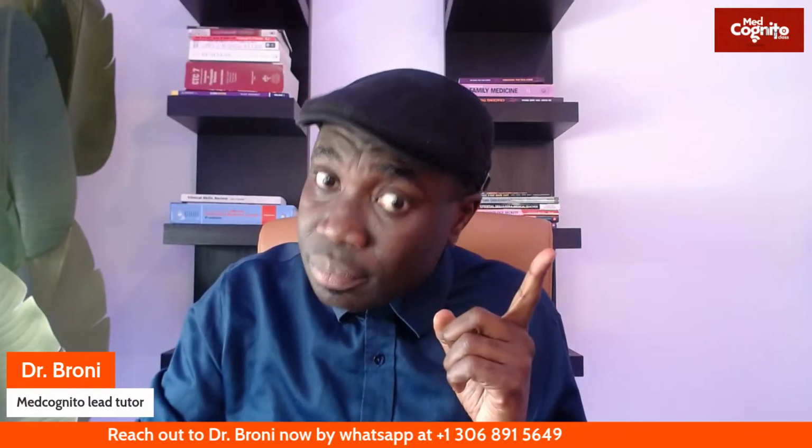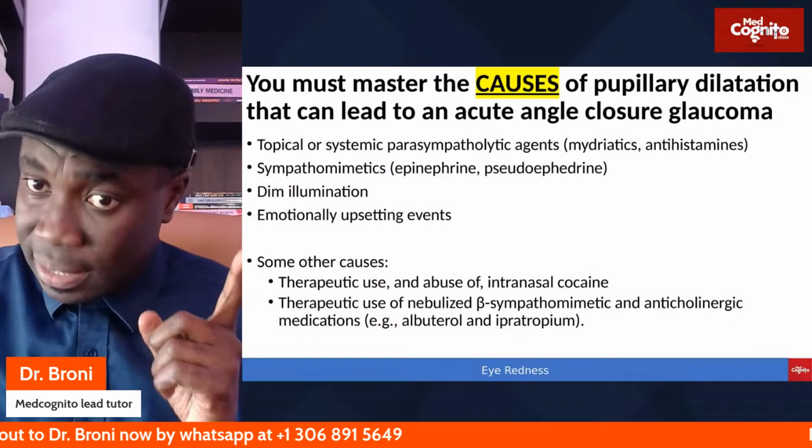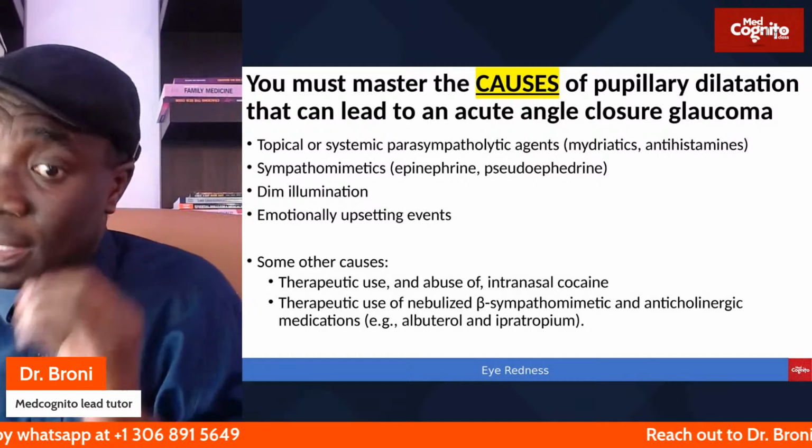Because these clues I've given you will help you to pick up, when a patient has sudden vision loss with redness of the eye, what in the question stem is pointing to acute angle closure glaucoma? Maybe the patient was at a movie. Maybe the patient got upset. Maybe the patient used an antihistamine. These are the things I want you to start paying attention to.